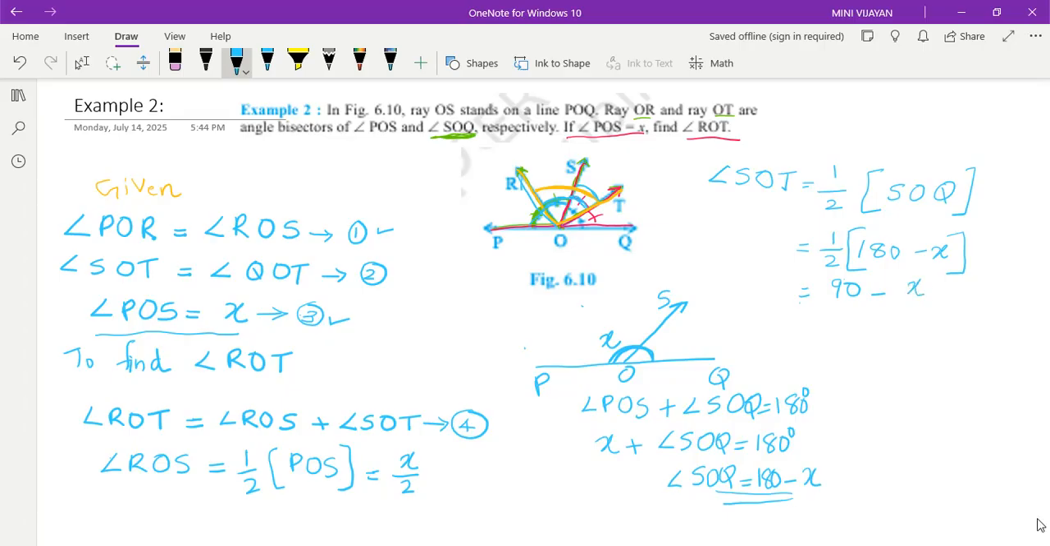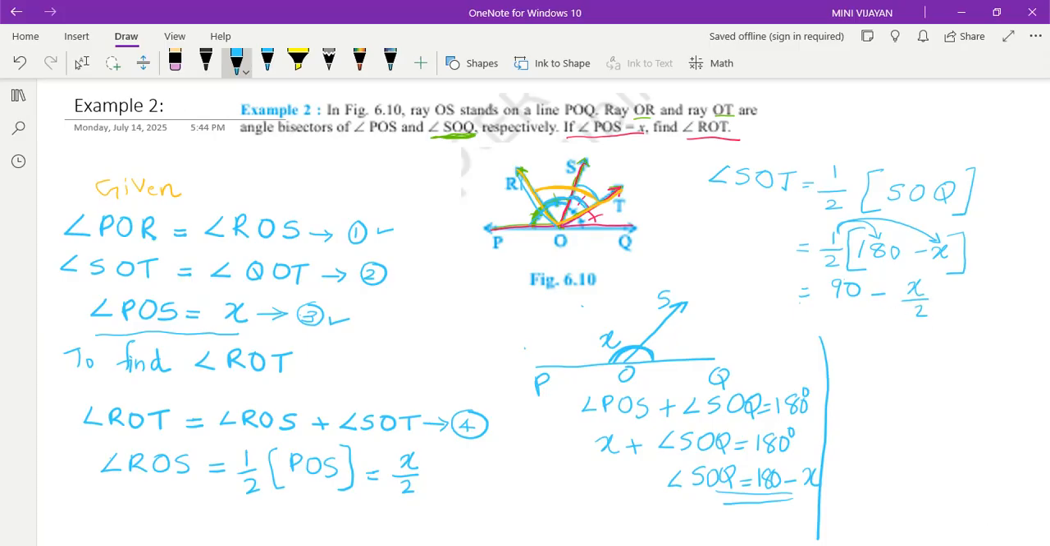Hope you know the bracket opening and simplification in algebra. When you open the bracket with 1 by 2, you need to multiply 1 by 2 into 180, which is 90. Then you put this minus in between. Then 1 by 2, you have to multiply with that x, then it will be x by 2. So we got angle SOT as 90 minus x by 2.